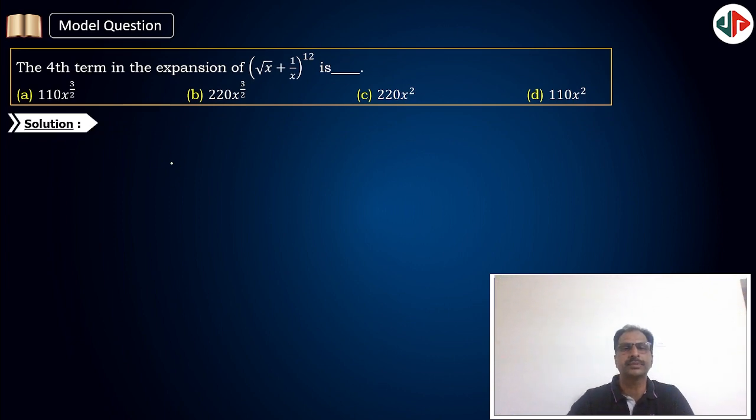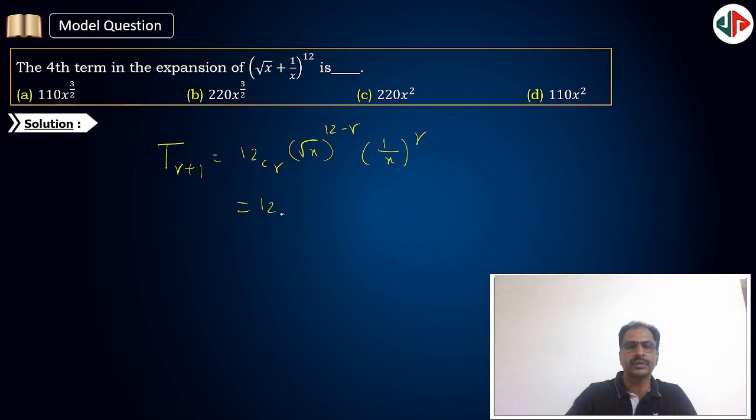Next, the fourth term in the expansion of (√x + 1/x)^12. To find any particular term, you have to write the general term. General term is T(r+1) = nCr x^(n-r) a^r. So this is 12Cr x^((6-r)/2) / x^r, which means 12Cr x^((6-3r)/2). Now the question is finding the fourth term. Put r = 3.